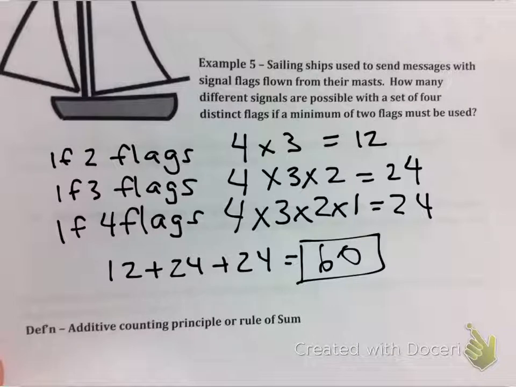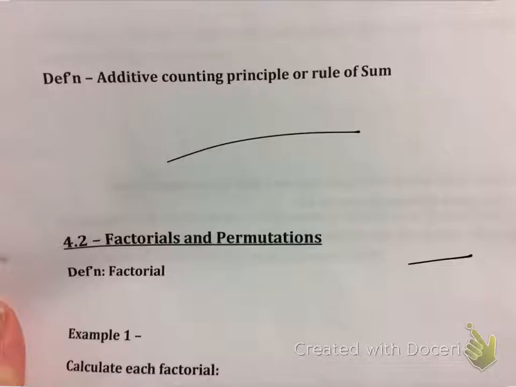Now this is why these questions become challenging, because there are little intricacies in the language that make it really hard to tell when you're supposed to use addition and when you're supposed to use multiplication. But this also is an actual rule. It's called the additive counting principle, or the rule of sum. And it involves the words mutually exclusive. There it is.